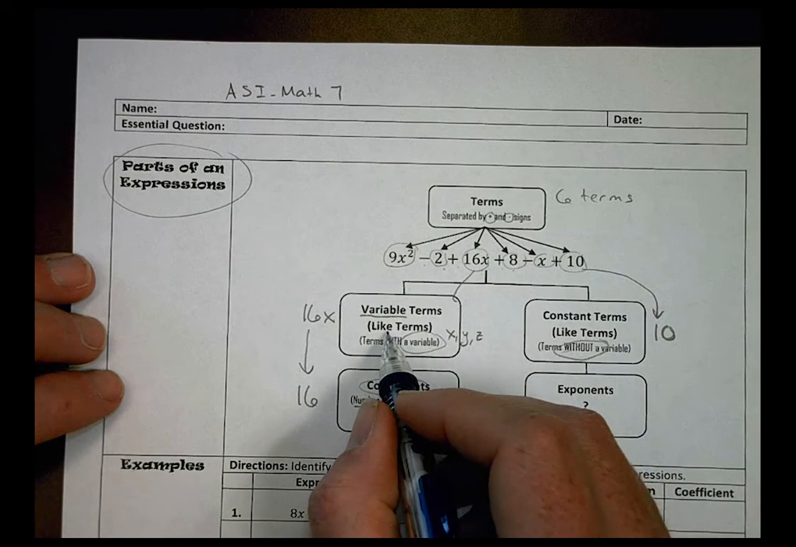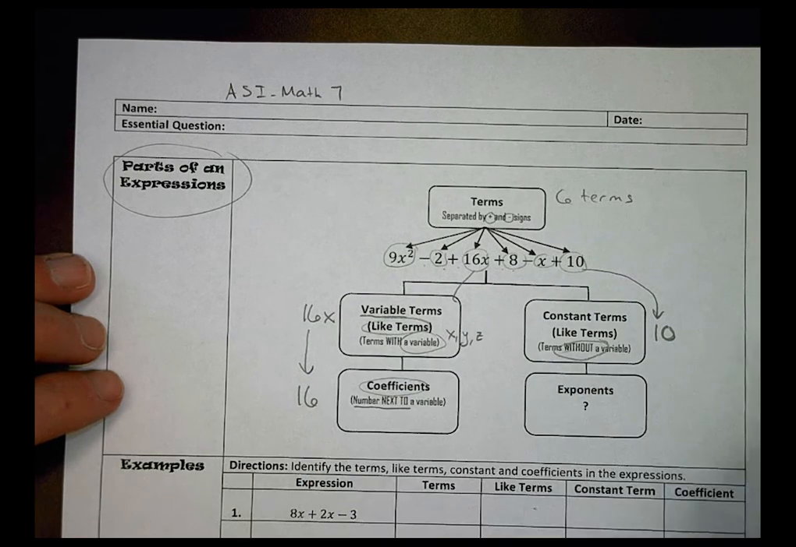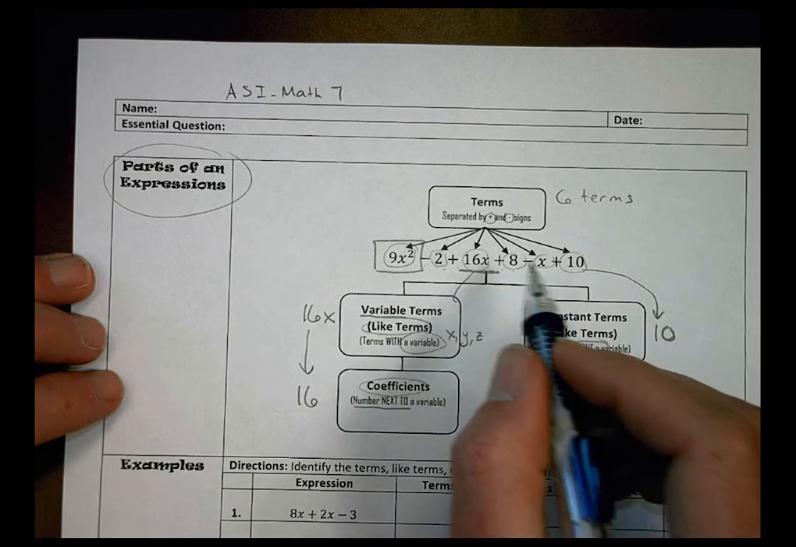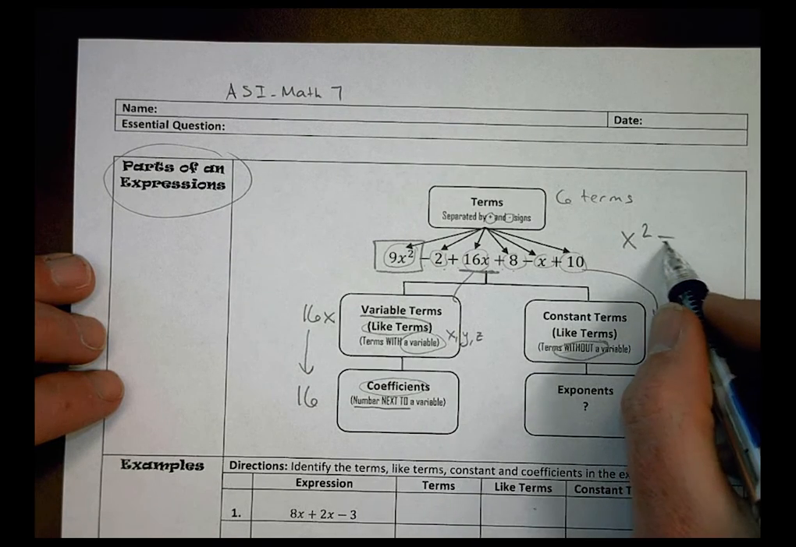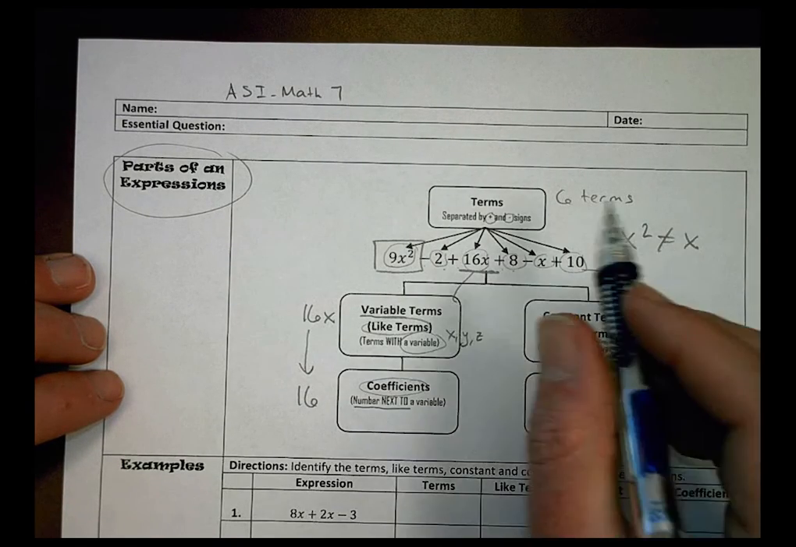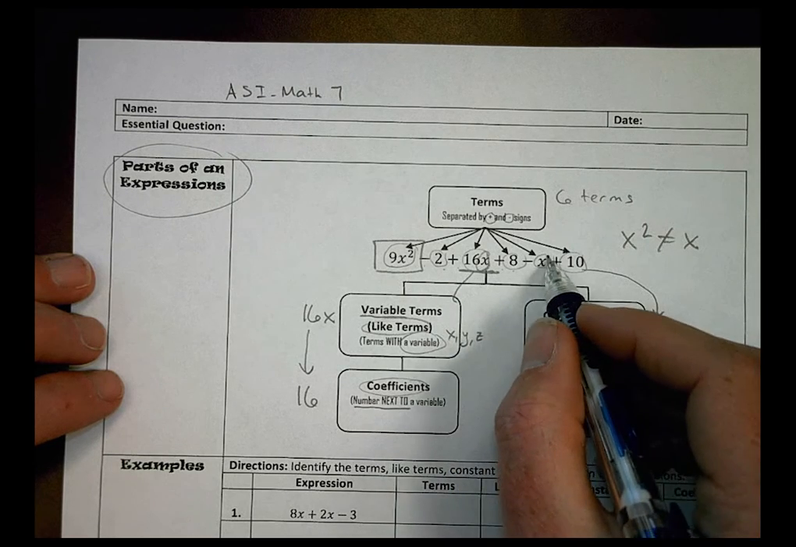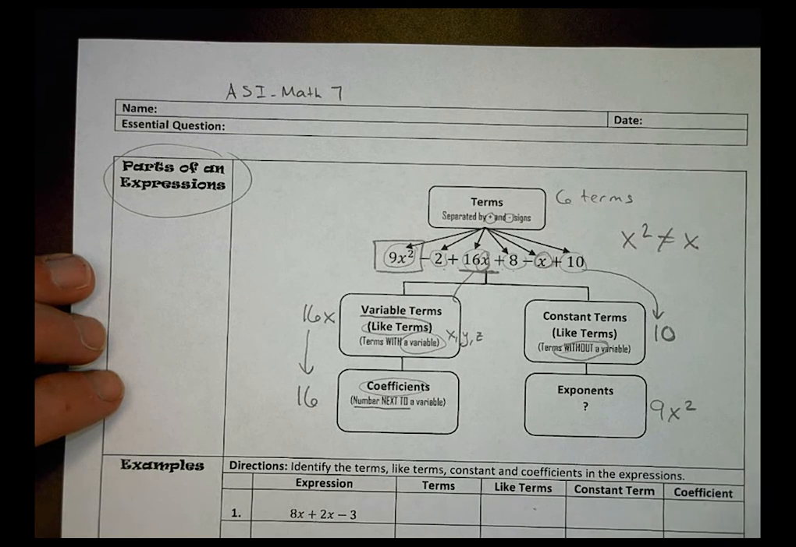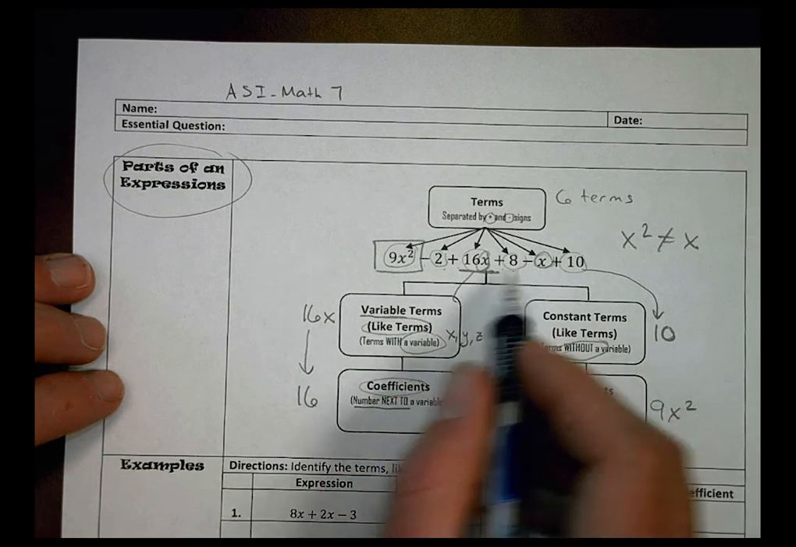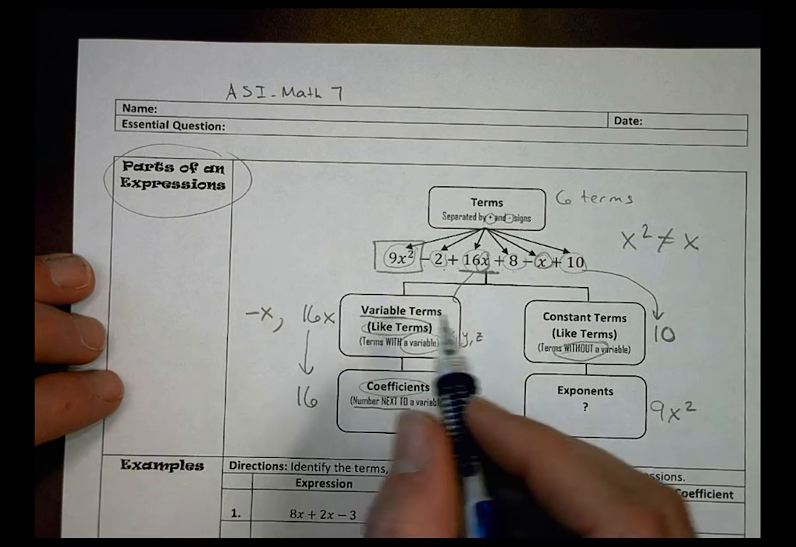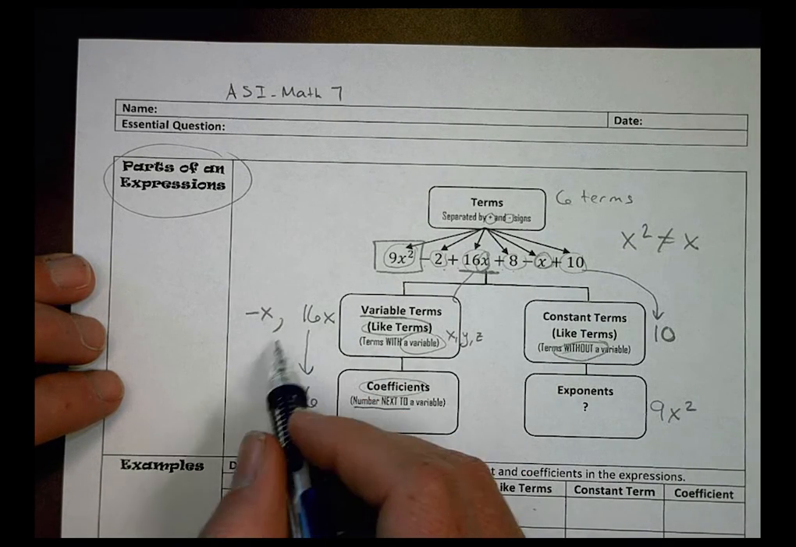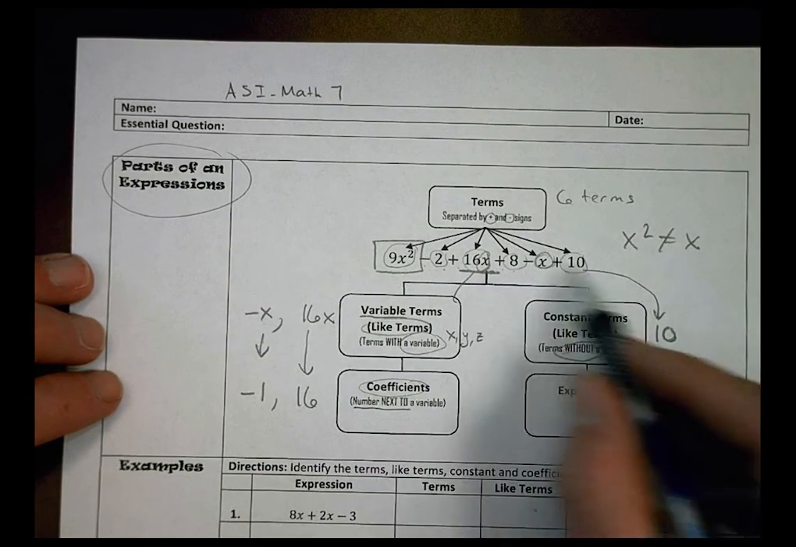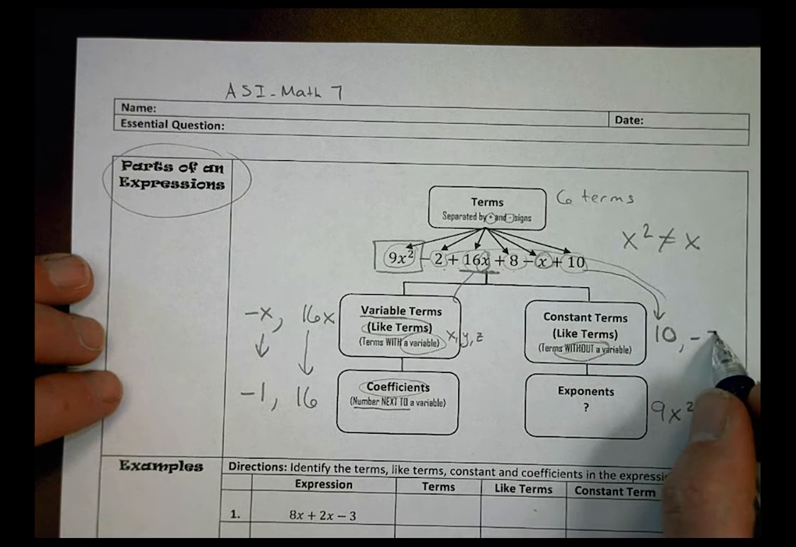But the thing is that you have what are called like terms, and you have some that are not like. In this case, this is 9x squared, and it's not the same as 9x because x squared is not the same as x. When we're talking about like terms, the variables are exactly the same, with possibly different coefficients. So 9x squared doesn't quite fit. The like terms would be 16x and also the minus x. The coefficient for 16x is 16. The coefficient for minus x is actually minus 1. And then of course our constant terms, we have the minus 2 there.